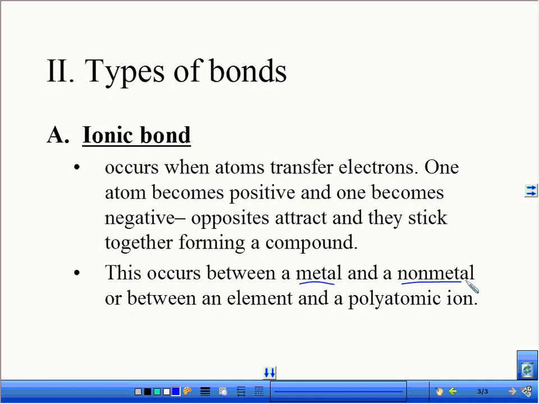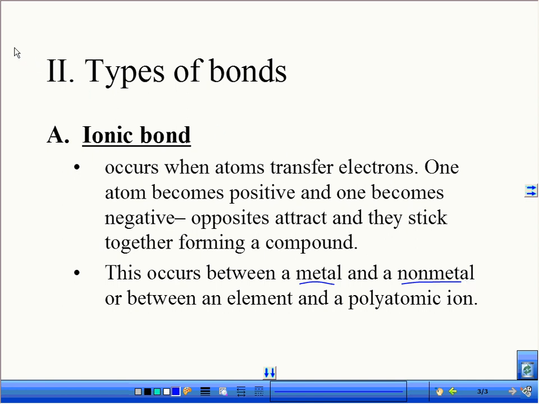If you're an A-Day student, your polyatomic ion quiz is on Friday. If you're a B-Day student, your polyatomic ion quiz is on Monday. If you're in 7th period, your polyatomic ion quiz is on Friday.